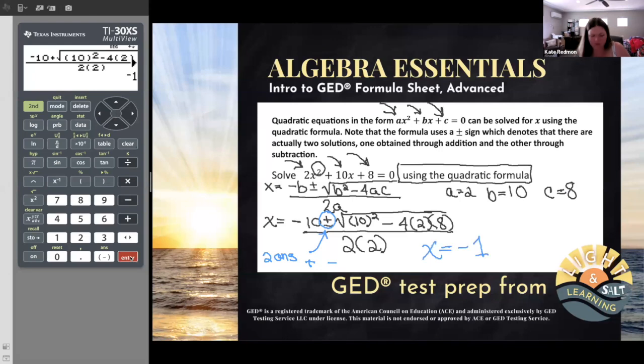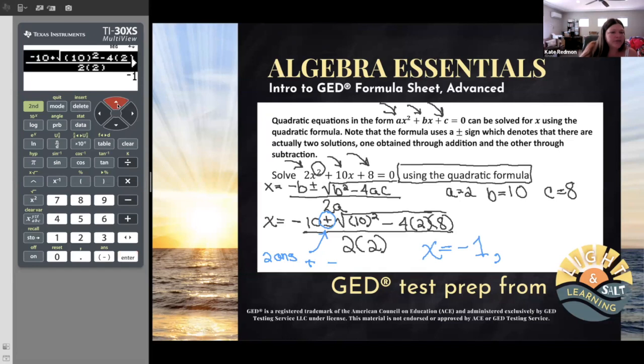But that's not the only answer. Remember, I said you get one from addition, one from subtraction. Now, I'm so lazy, guys. Look at this nifty trick. I'm going to go ahead and arrow up to the original expression I had, press enter to get it to retype on my screen. And then I'm just going to arrow over to where my plus sign was and turn it into a minus. See how lazy I am? Arrow over it, hit minus instead, enter, and I can see that the second answer there then is -4.